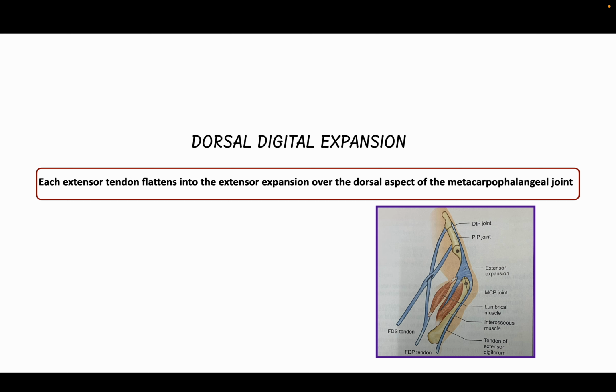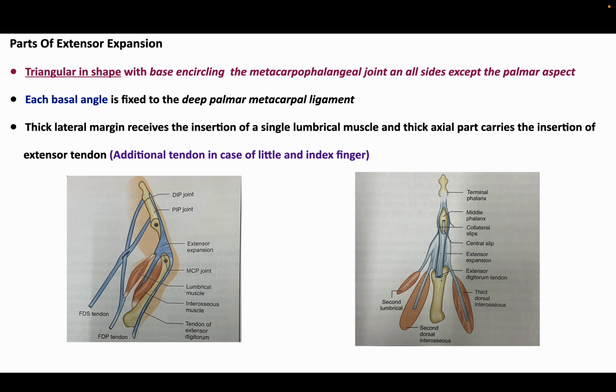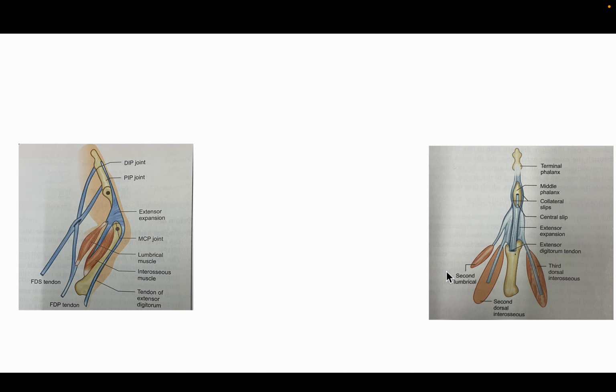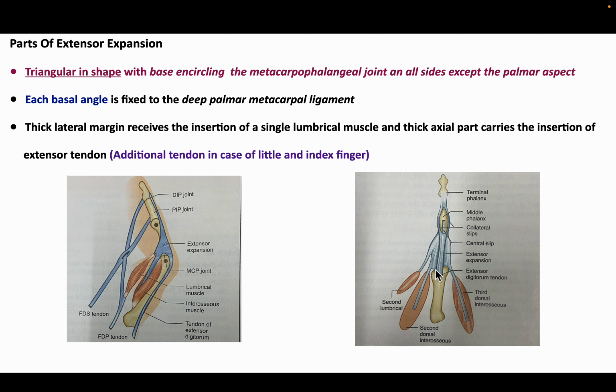Now each extensor tendon flattens into extensor expansion over the dorsal aspect of the metacarpophalangeal joint. Now parts of the extensor expansion: you can see it is triangular in shape with base encircling the metacarpophalangeal joint on all sides except the palmar aspect. So this is the metacarpophalangeal joint. So tendons are ending into a triangular shape expansion, which is known as dorsal digital expansion. So the base is just present around the metacarpophalangeal joint.